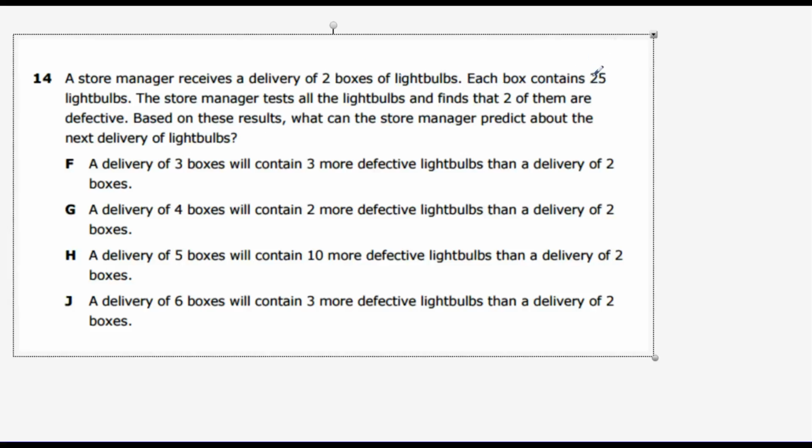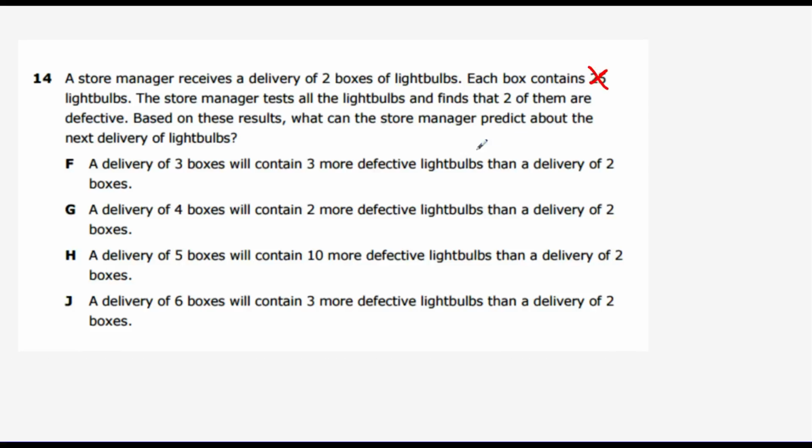The 25 part doesn't really matter. What we can focus on is he had 2 boxes, and 2 of them are defective, or broken. That's what defective means. He tried them out and they didn't work. So if 2 boxes have 2 defective, how many would you expect to be in each box? 2 divided by 2 is 1. So we would expect 1 defective per box. And that's the number we're going to go with.